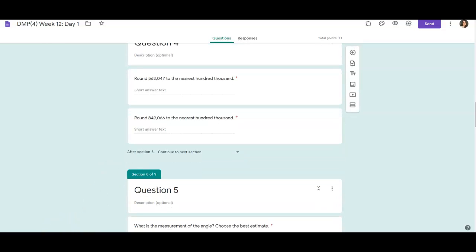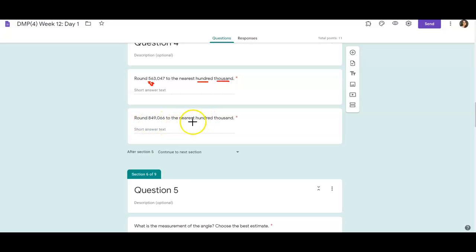Question number 4. Little rounding review. Getting a little bit more complicated. So round 563,047 to the nearest 100,000. So Mrs. Hatfield goes to place value. I go to 100,000. I look to the right and I ask my brain, hey brain, is 5 going to increase to 6 and this rounds to 600,000, or is it going to stay at 5 and round to 500,000?